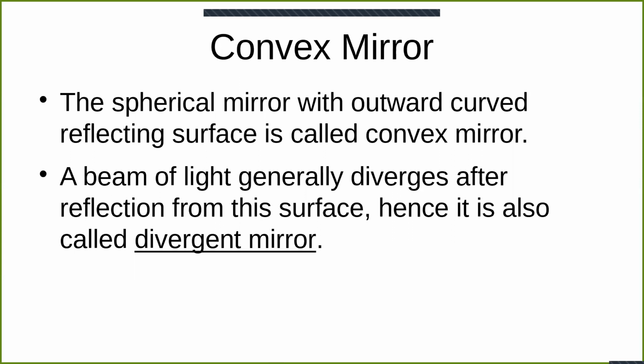Next point, a beam of light generally diverges after reflection from this surface. Hence, it is also called a divergent mirror. Means when a light ray falls on the outward curved part of the mirror, all the light rays diverge. Because of that divergent nature, that mirror is also called the divergent mirror.